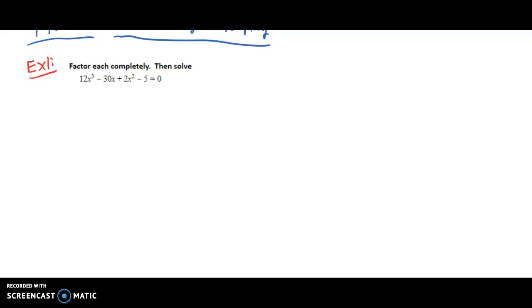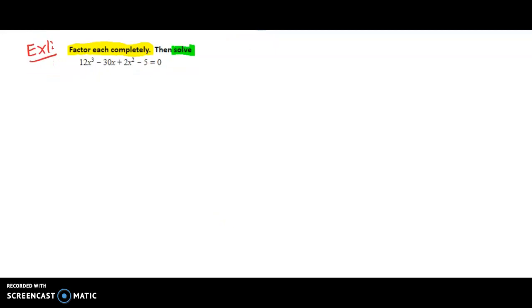Our instructions say to factor each completely. So we're not solving here. We're just factoring. Well, actually, it says then solve. So our instructions are to factor and then solve. It's important to thoroughly read through our instructions. They're really easy just to pass by, and you might miss easy points because maybe you didn't solve or something like that. Okay. We know we're factoring by grouping because there are 4 terms. When we have 4 terms, our strategy is always factor by grouping.